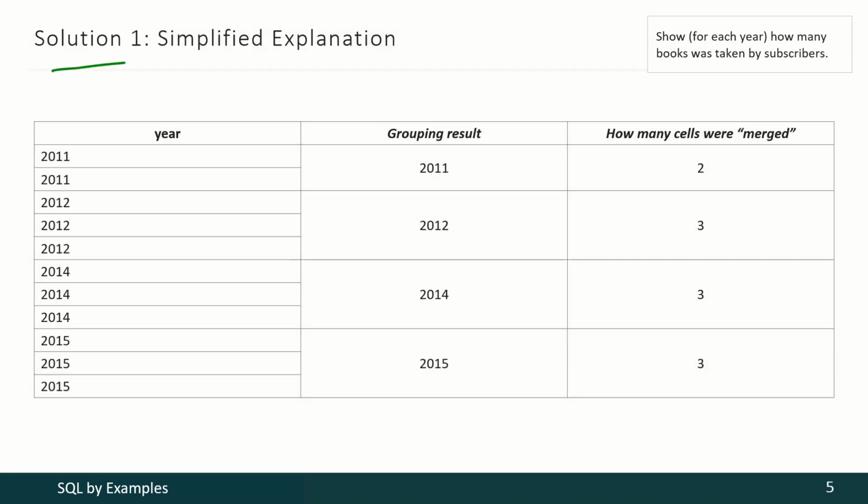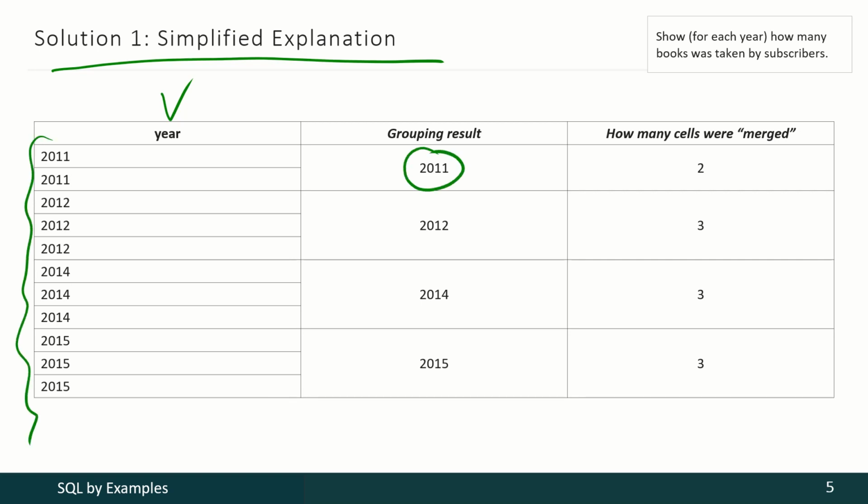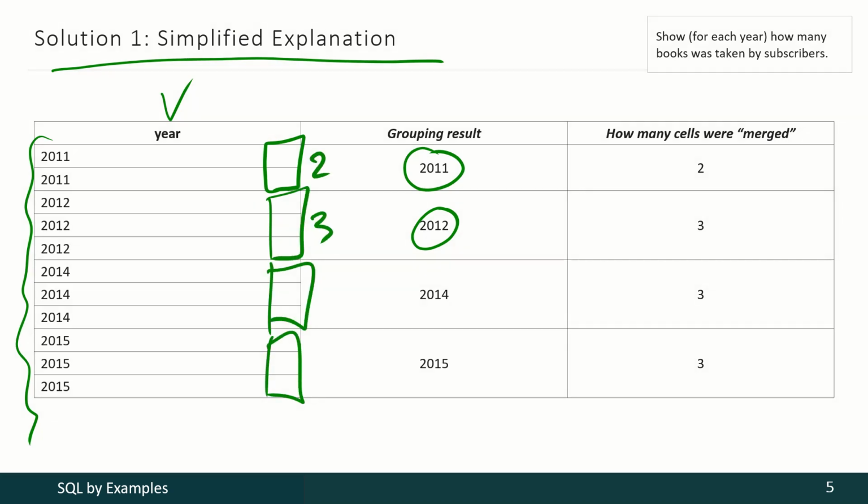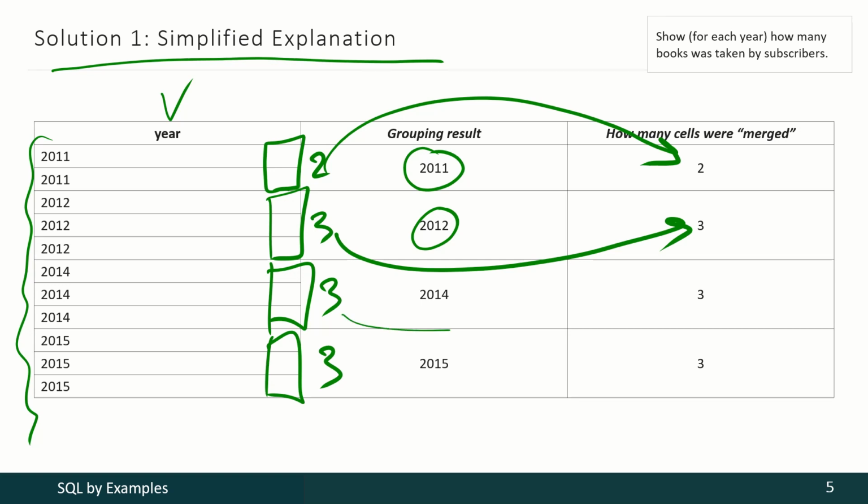And here is some simplified explanation of how the data grouping works. This is the year part of each date of each subscription. The grouping result is the next, and then the DBMS only has to calculate how many lines are here. So we may see 2 lines here, 3 lines here, 3 lines here, and 3 lines here. And those are our final results, our final numbers.